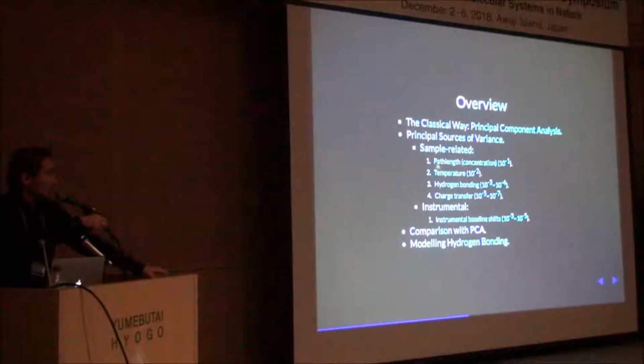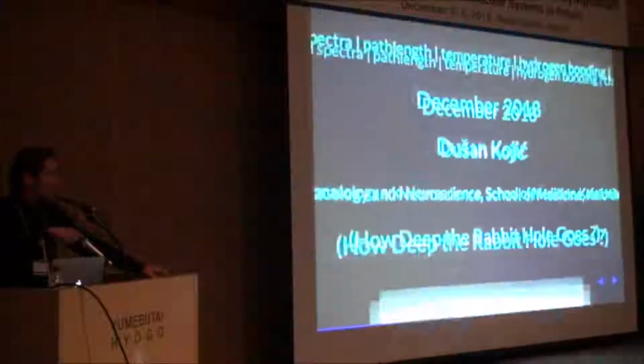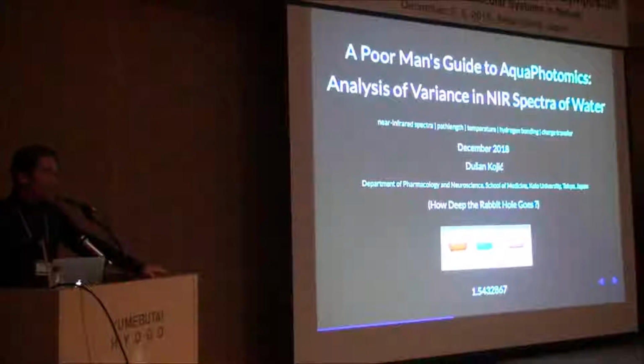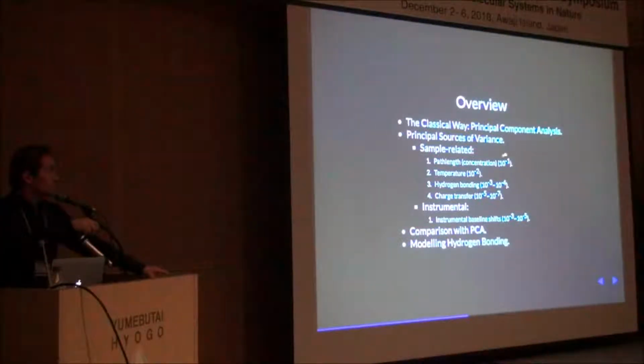So in the sample related part, I'm going to show you first that the first decimal after the number 5 here is describing path length and concentration effects. The second decimal is where the temperature is hiding. That's where the range of variation with temperature is. Hydrogen bonding is the near-infrared water absorption bands that we are actually interested in, and they are in the second, third, and fourth decimals. In order for us to really visualize and see those bands, this is how deep we have to go.